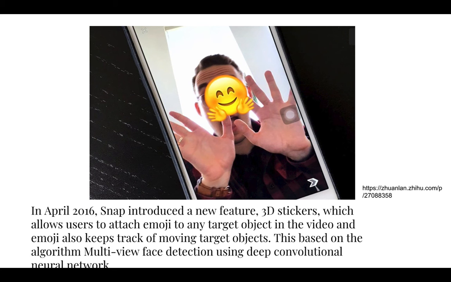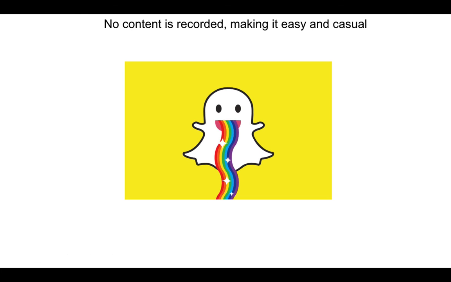In April of 2016, Snapchat introduced a new feature, 3D stickers, which allows users to attach emoji to any targeted object in the video, and the emoji also keeps track of moving targeted objects. This is based on the algorithm of multi-view face detection using deep convolutional neural networks.